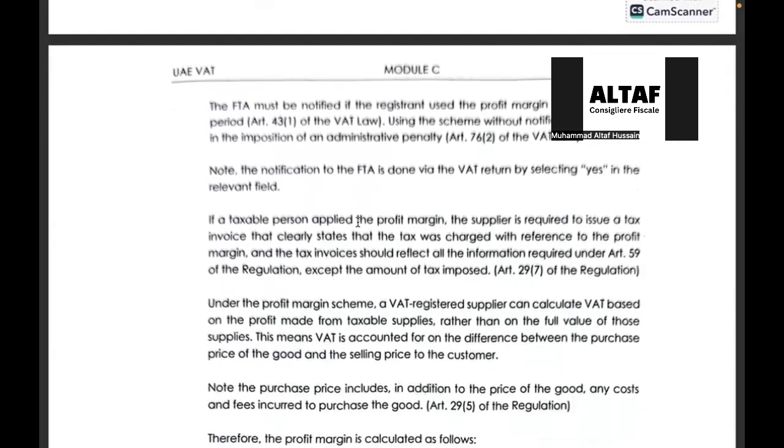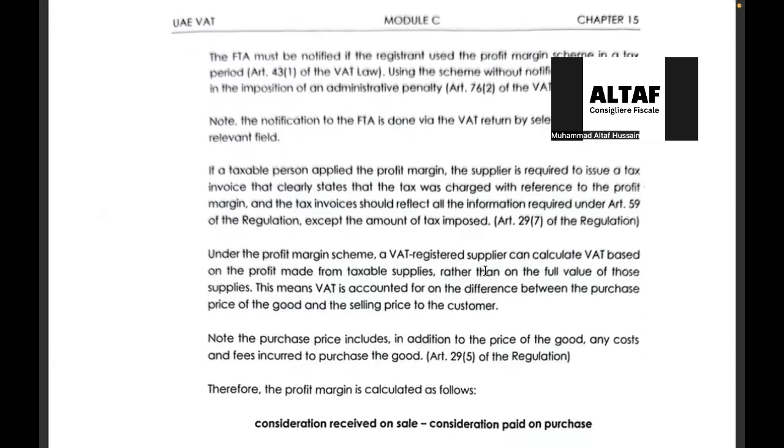If a taxable person applied the profit margin, the supplier is required to issue a tax invoice that clearly states that the tax was charged with reference to the profit margin. The tax invoice should reflect all the information required under Article 59 of the VAT Executive Regulations, except the amount of tax imposed. So it should be net of the tax. And there should be a proper tax invoice for goods that are purchased and sold under profit margin scheme.